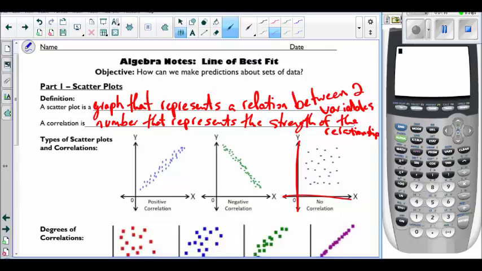So we have a bunch of different types of correlations, and they all correspond with different graphs. So we have really three different types and then different degrees of a correlation. So the different types are positive, negative, and none. And those go perfectly along with slope. This has a positive slope. This has a negative slope. This does not seem to have a slope at all. They're just scattered everywhere. They're random. There is no correlation that goes along with this x and y.